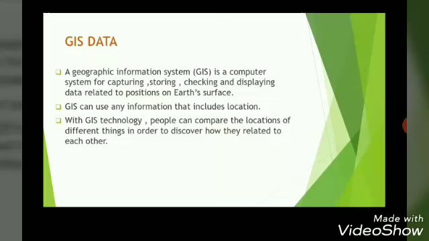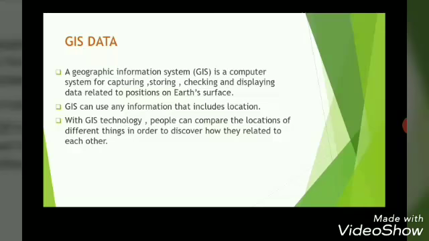A geographic information system is a computer system for capturing, storing, checking and displaying data related to positions on Earth's surface. GIS can use any information that includes location, and the location can be expressed in many different ways such as latitude, longitude and address, etc. Many different types of information can be compared and contrasted using GIS, and the system can include data about people such as population, income or education level, etc.